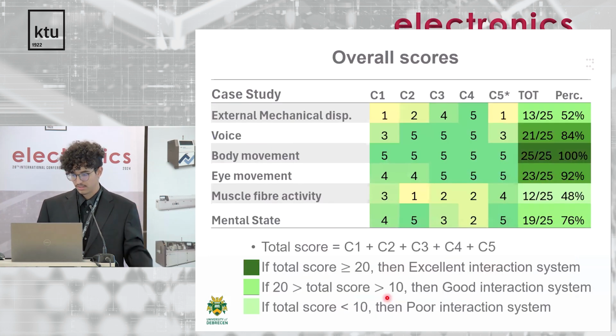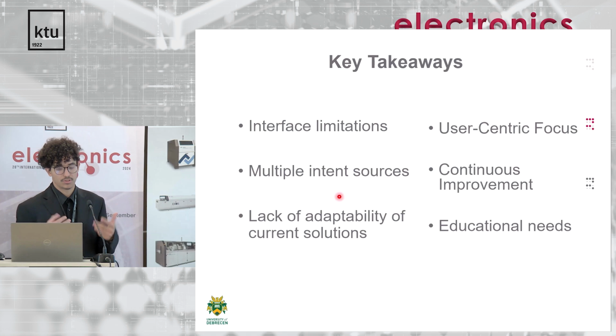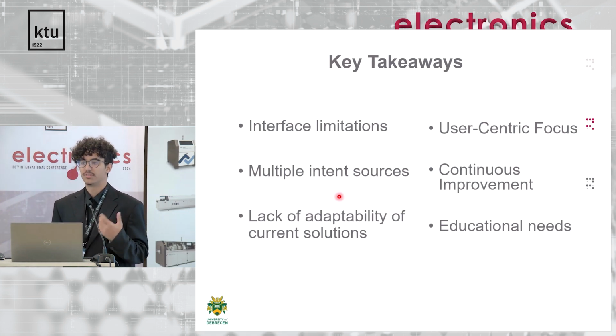So with this, the overall scores you can see here, we would classify in conclusion the systems of voice, body movement, and eye movement as excellent interaction systems, the external mechanical displacement and the mental state based ones as good interaction systems, and in last place, the poor interaction system would be the muscle fiber one, for the problems we mentioned before that we are working to improve in further research. So the key takeaways from this is that we have to recognize the interface limitations depending on who is the user of the devices that we're researching for.